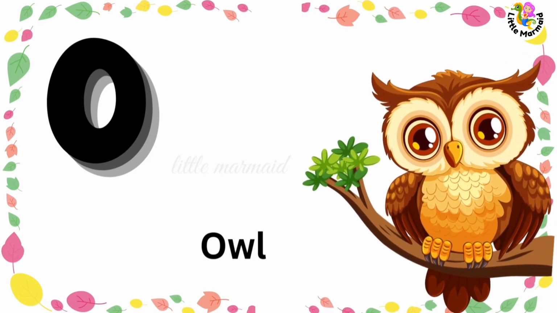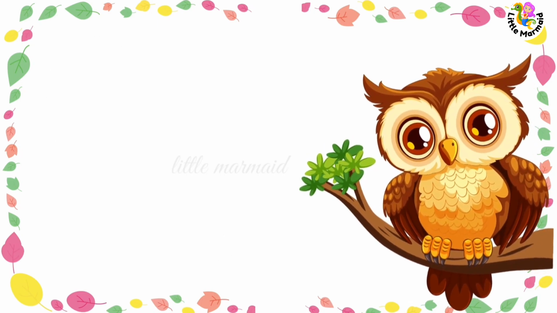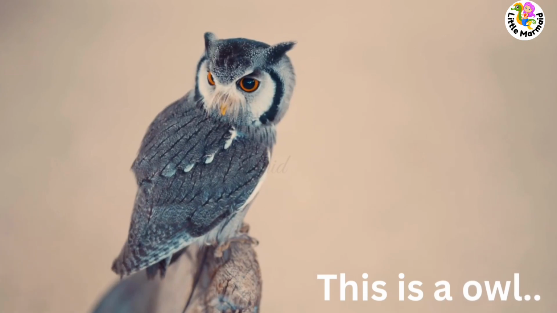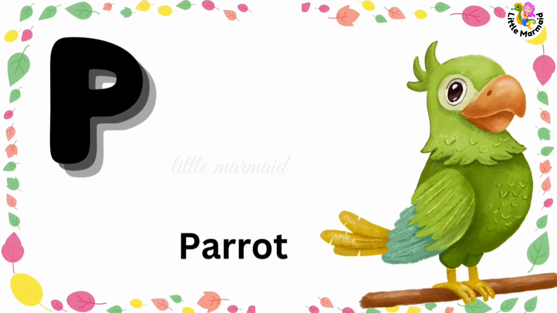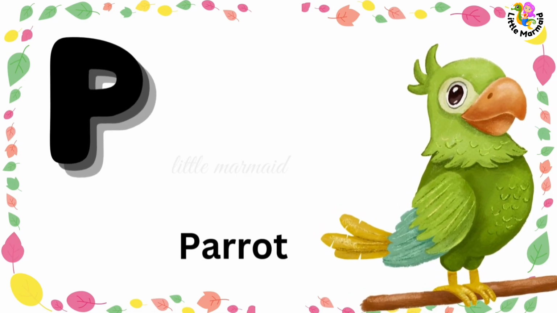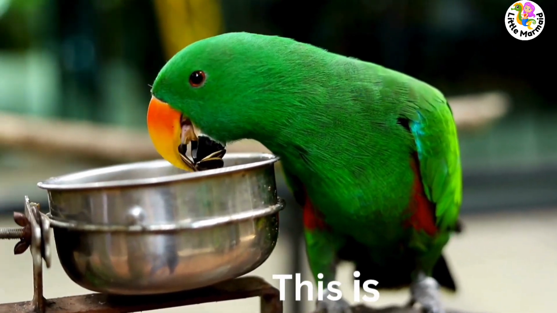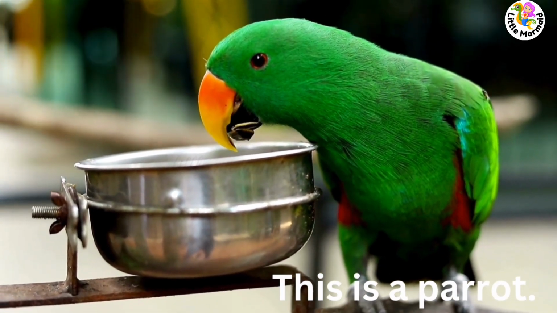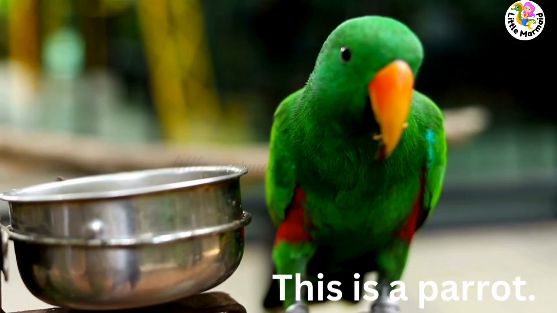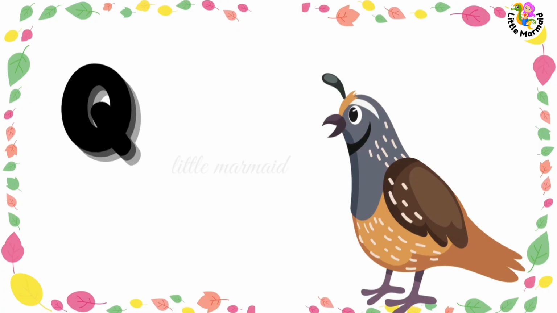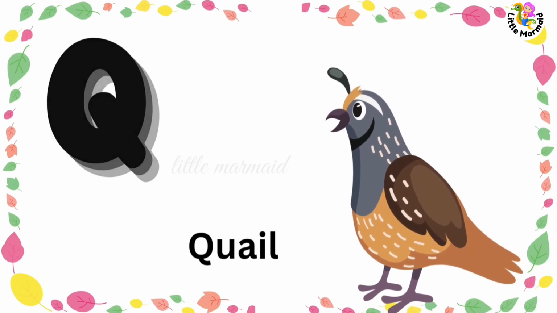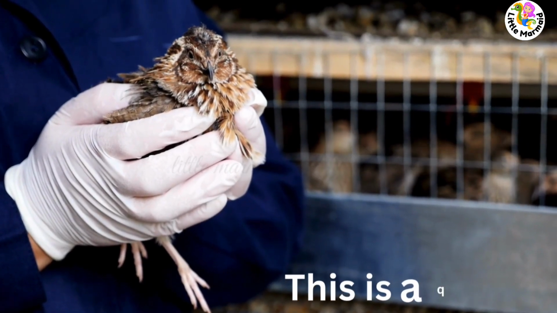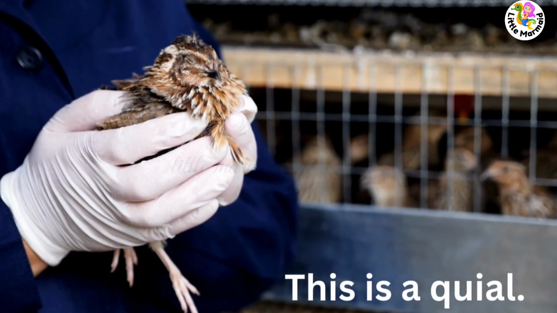O for owl, owl. This is an owl. P for parrot, parrot. This is a parrot. Q for quail, quail. This is a real quail.